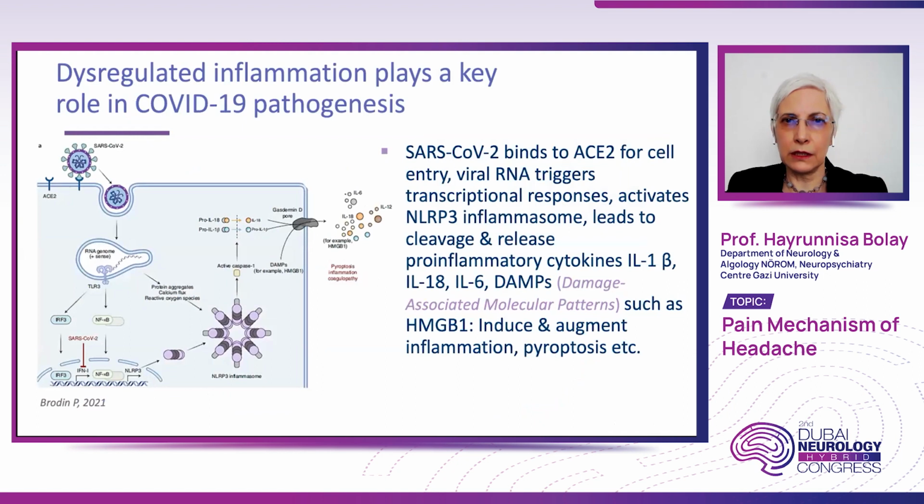And we know that dysregulated inflammation plays an important role in COVID-19 pathogenesis. When the SARS-CoV-2 binds to the ACE2 receptor for cell entry, that induces transcriptional responses, activates NLRP3 inflammasome, and cleaves and releases pro-inflammatory cytokines, and also the release of damage-associated molecular patterns, and HMGB1 is one of them. In the end, they collectively augment inflammation, induce pyroptosis, and also coagulopathy.